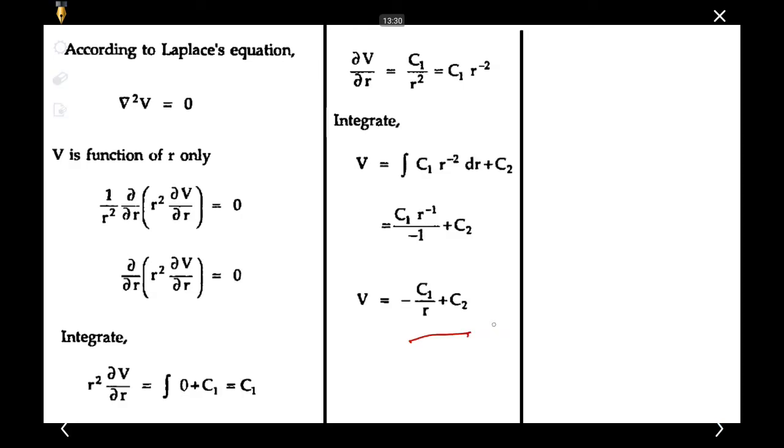Now we have the value of V. We have taken this as equation 1. Now we will apply the boundary condition. So what is our boundary condition? It is already given in the question.